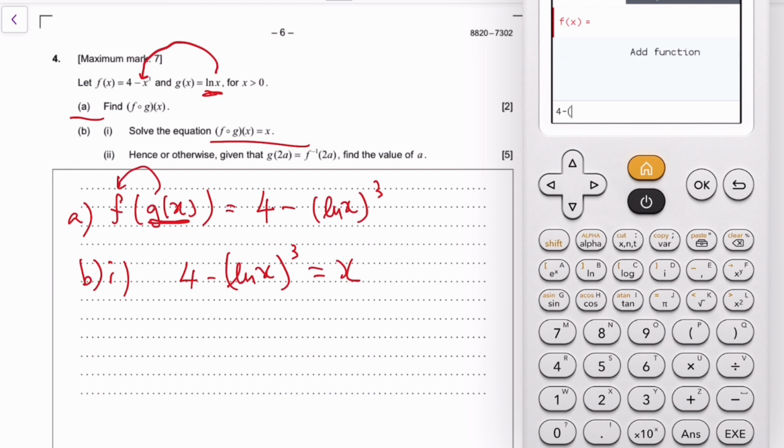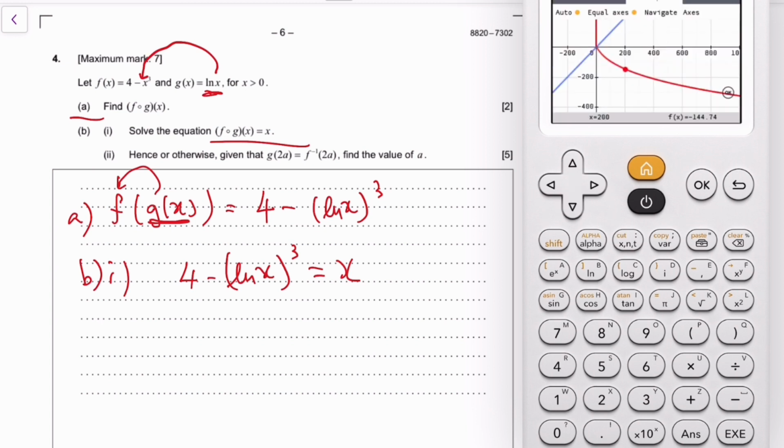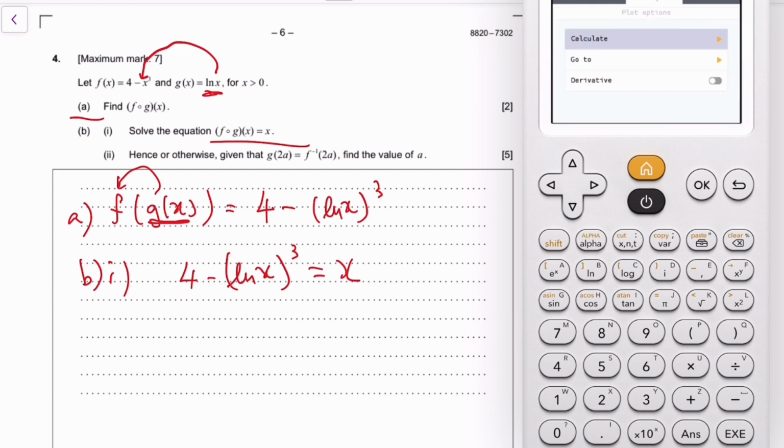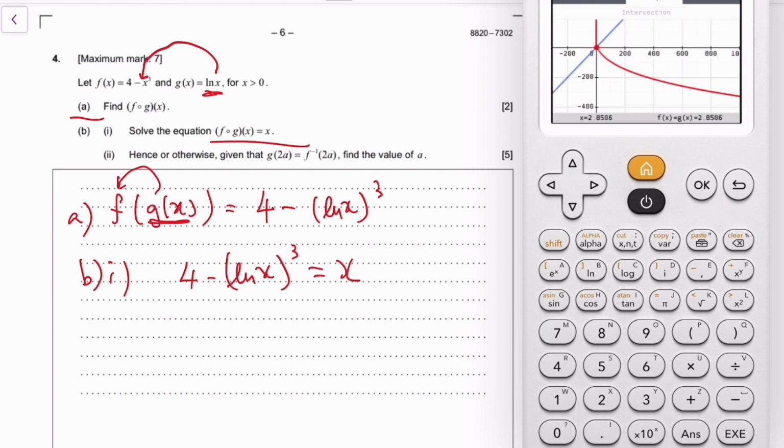So I want a bracket ln x to the power of 3 equal, oh no, I can't type equal. I will make another function called x and look for the intersection. I can already see it. So calculate intersection. So the intercept is when x is 2.85.